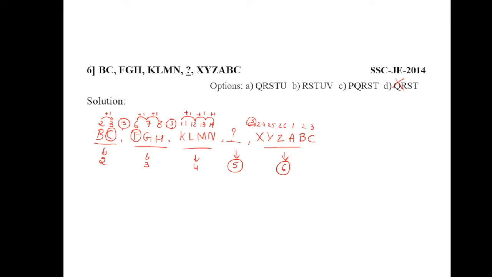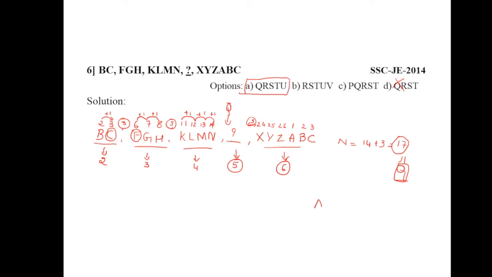Okay, so after 14, N is 14, 14 plus 3 is 17. 17 belongs to Q, right? So the missing term will start from the letter Q. And in the options, just look at the options, please don't waste your time writing all those things. Just see where you get the option starting from Q, that is option A. Option A starts from the letter Q.